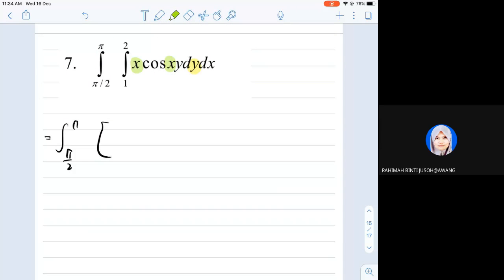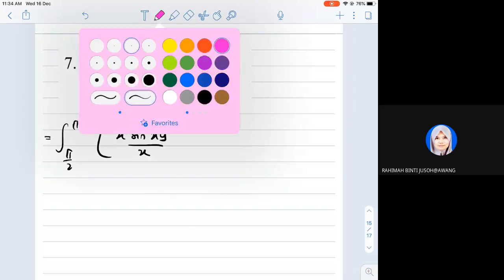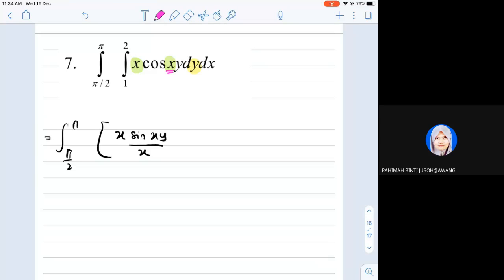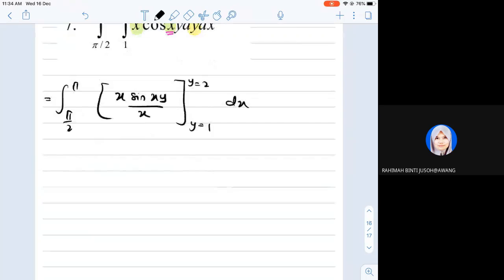This is also a constant. Okay, so what you can have here, integrate cos, we will get sin. So x is a constant, just copy it down. Sin xy over the constant x. Okay, x is a constant, so we bring down this x, and it is over x. Okay, so now close this. Substitute y equals 1 and y equals 2, dx. Okay, so of course we can cancel this happily.